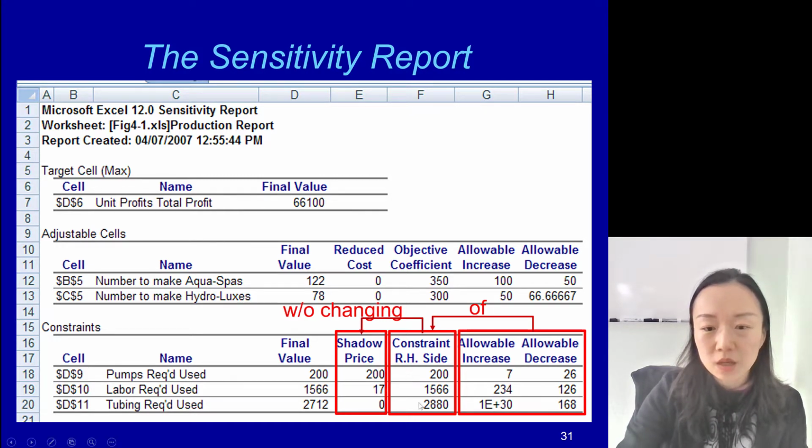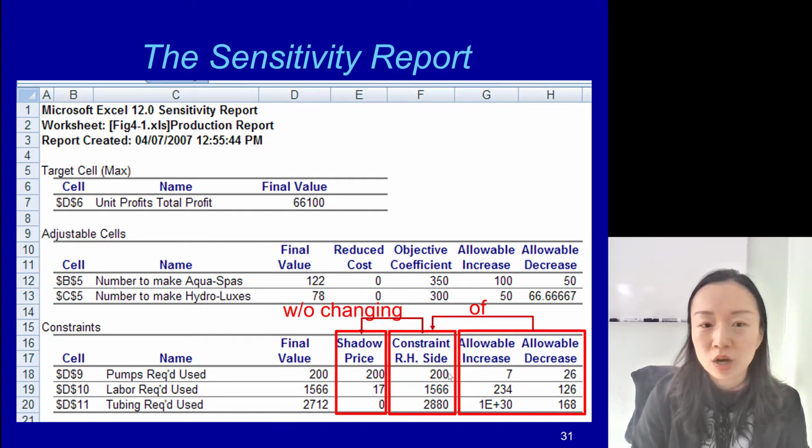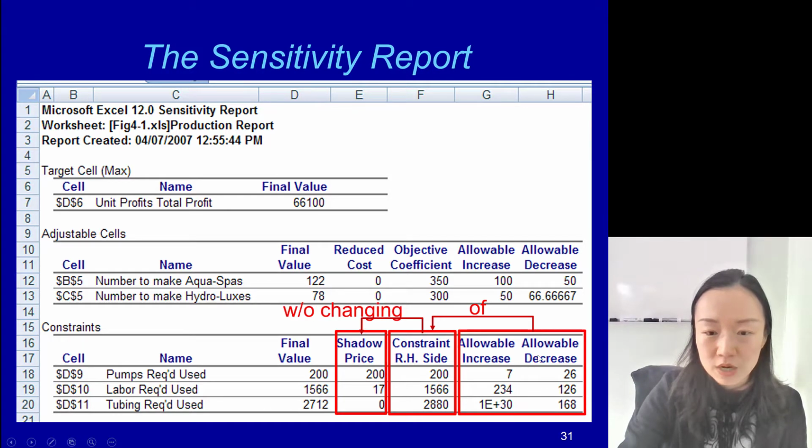And if those are the constraints that define the current optimal solution, then your optimal solution will change for sure, and your objective function value will change too. So remember, these allowable increase and allowable decrease are for the shadow price to hold. It's not for the optimal solution to hold.